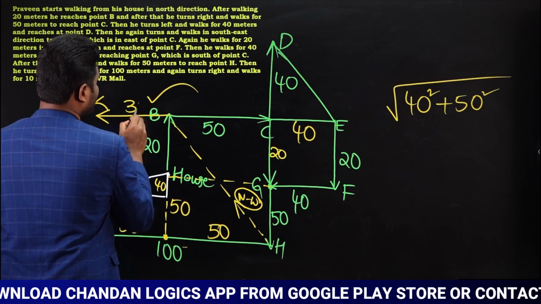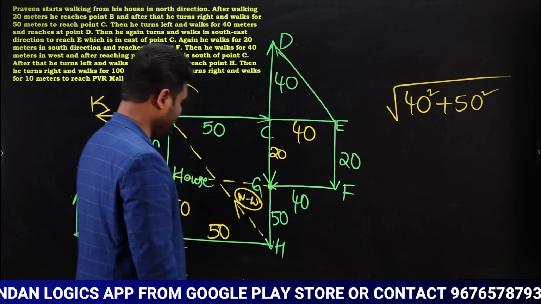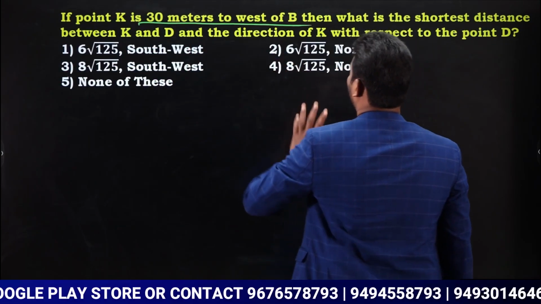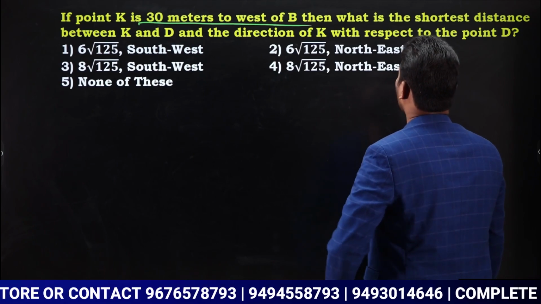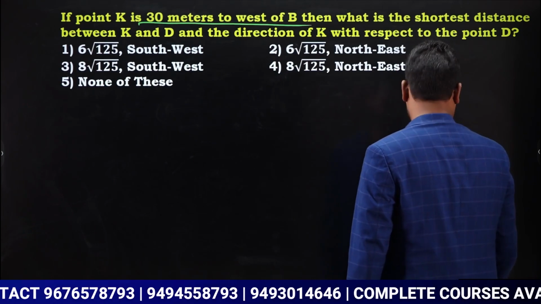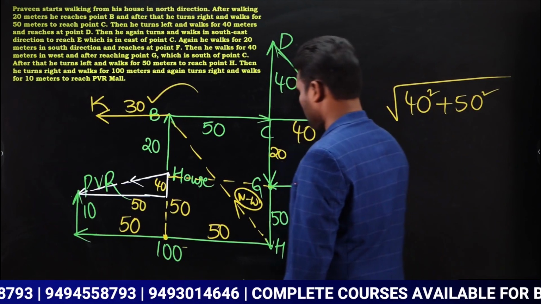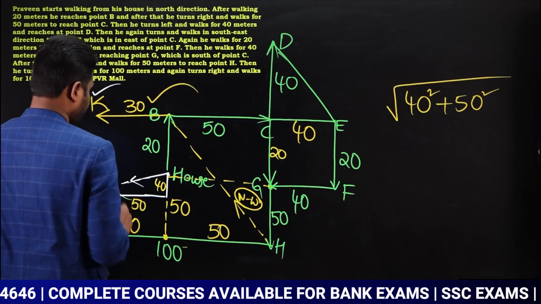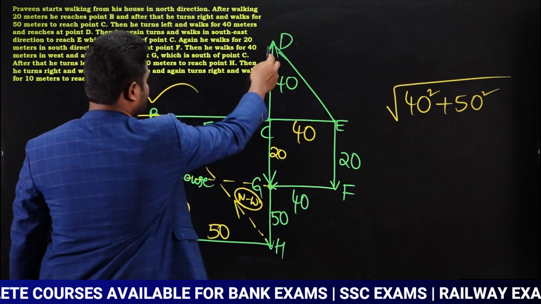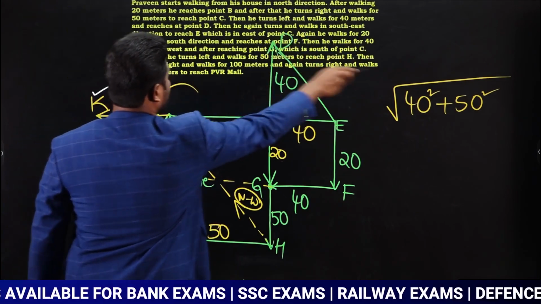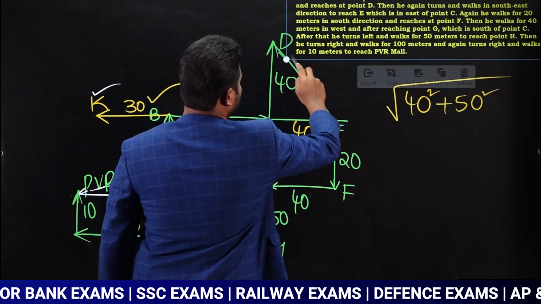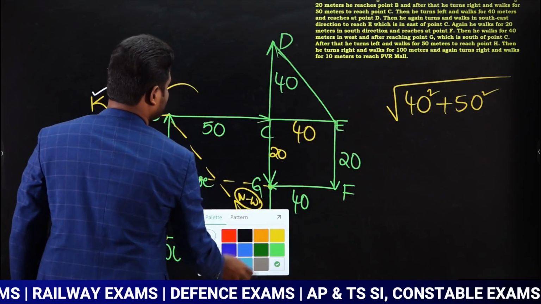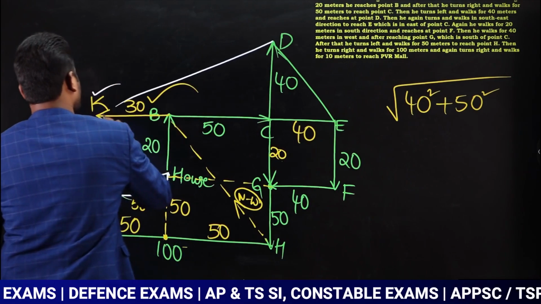So this is like 30 meter. Point K is 30 meter west of point B. Yes or no? Then what is the question? What is the shortest distance between K and D? So we are supposed to know the shortest distance between K and D. Look here, this is K. And where is D? Look here, this is D. So we need to know this distance, the shortest distance between K and D.